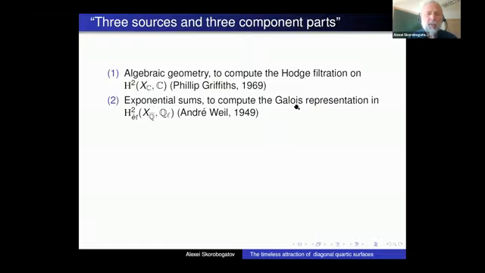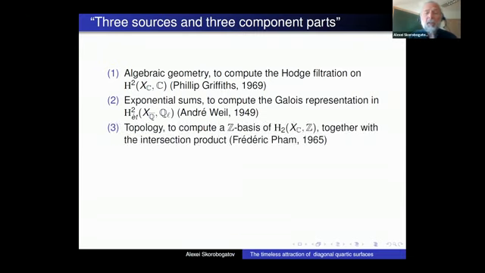The second ingredient is the work by André Weil, which I mentioned before, who used exponential sums, the character sums, to compute the Galois representation in the middle cohomology group. But we also need a much less known fact from topology. And this is work by Frédéric Pham, who did the following thing. This is quite well known to people who work on singularity theory. You can find this in some books by Arnold, in connection with Picard-Lefschetz theory.